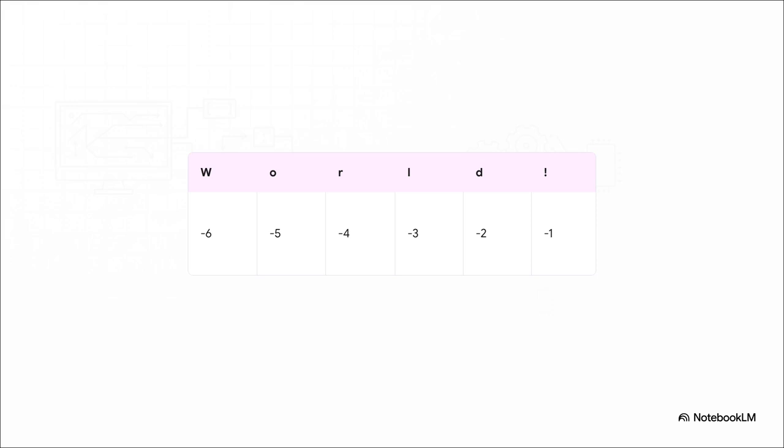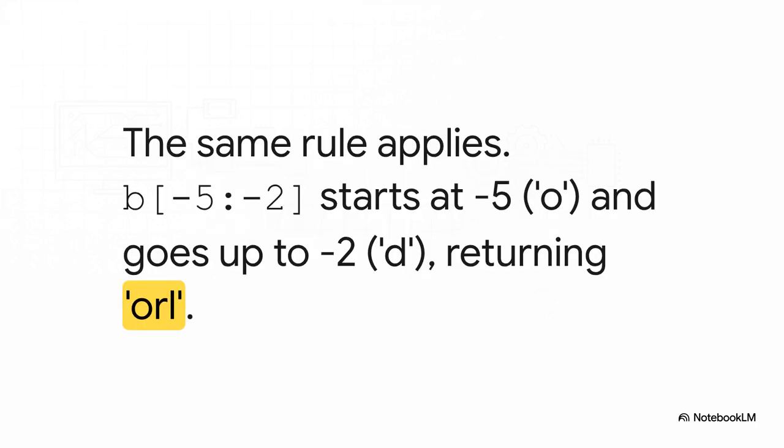This is an amazing way to grab stuff from the tail end of your text without ever needing to know its total length. And guess what? The exact same slicing rule applies here too. If we ask for the slice from -5 to -2, Python finds the character at -5, which is O, then it grabs -4, which is R, then it grabs -3, which is L, and then it stops because it doesn't include the character at the end index, which is -2. So our output is ORL. It's a super powerful way to work backward.